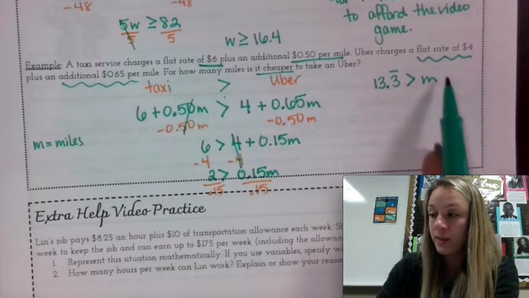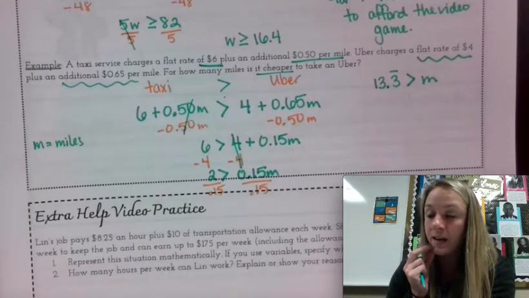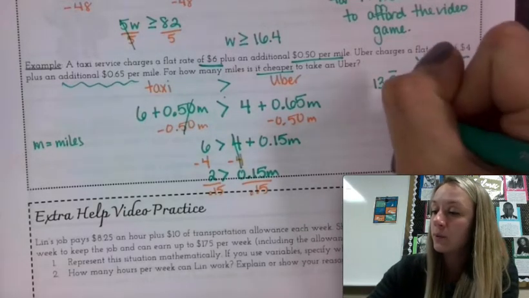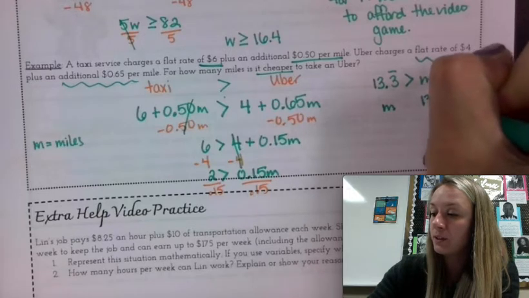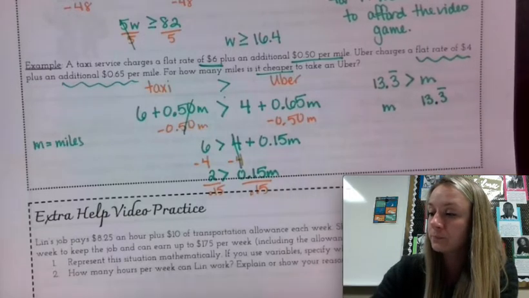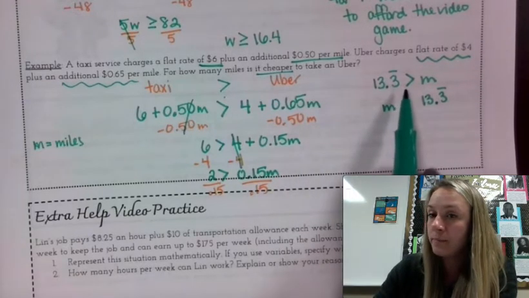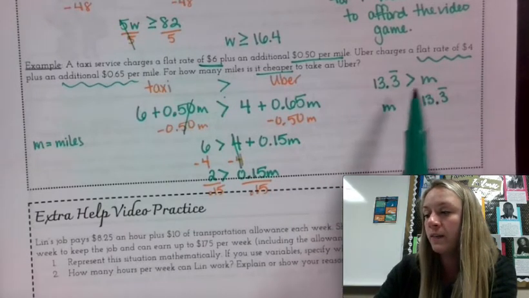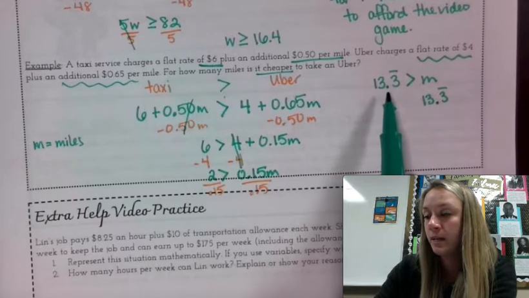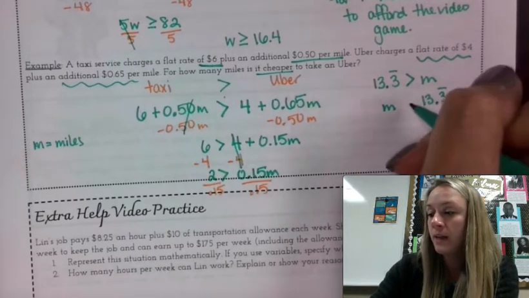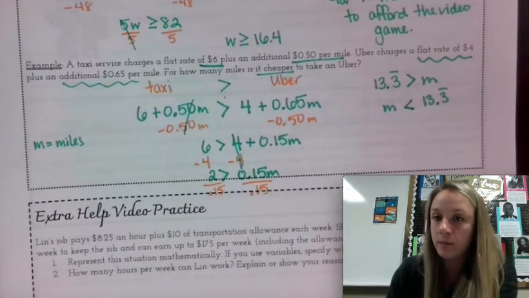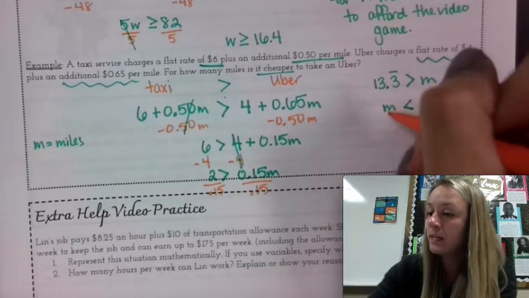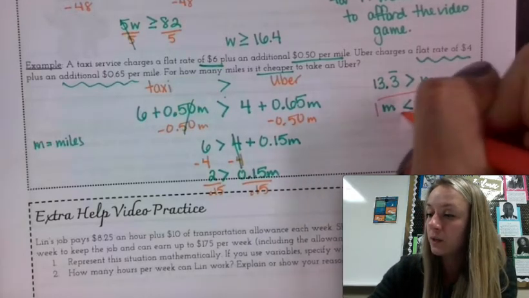However, this is harder for me to understand. I like to have my variable on the left, so I'm going to write my variable on the left with my 13.3 on the right. And when I do that, I want to make sure it stays the same meaning. In this one, the alligator is eating 13.3. So in this one, the alligator still has to be eating 13.3. So this right here is going to be my final answer.